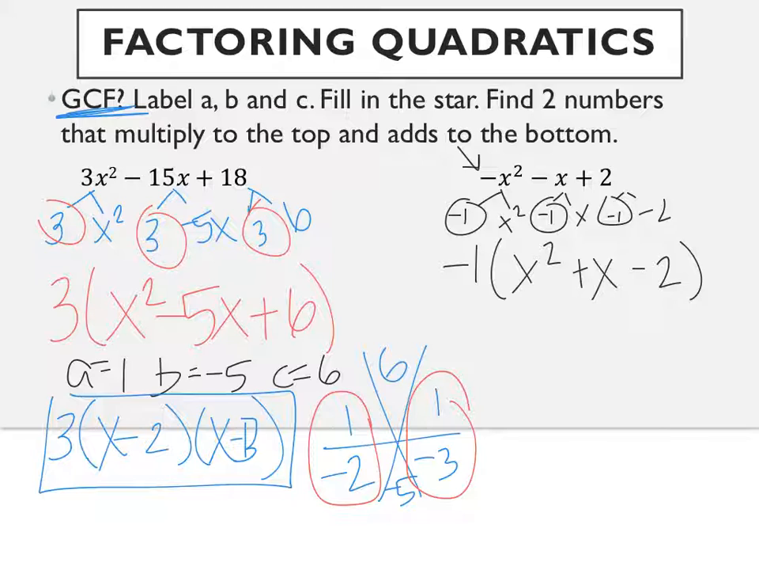So this changes the a, b, and c, because now I have a is 1, b is 1, but c is negative 2.